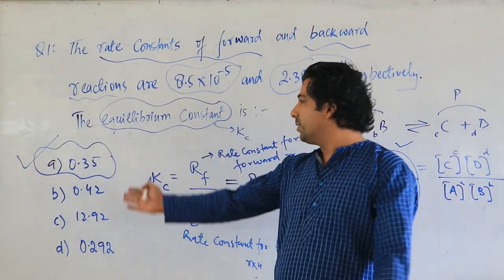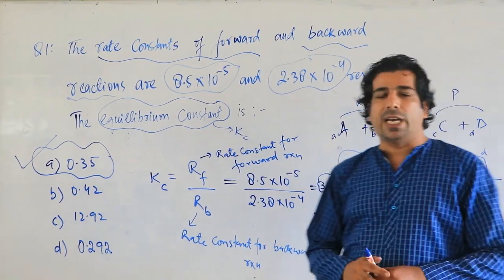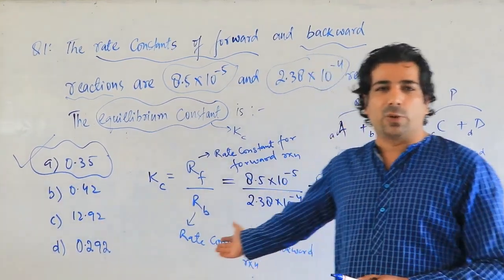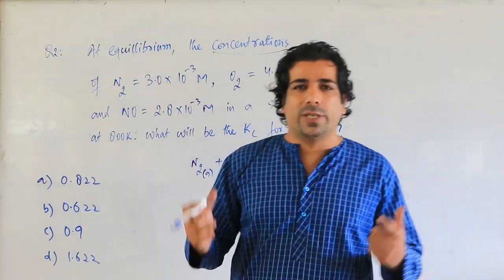So the equilibrium constant is 0.357. I hope you have understood. Please make note of this. Dear friends, let's do question number 2.